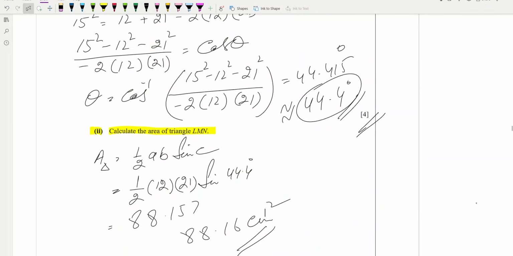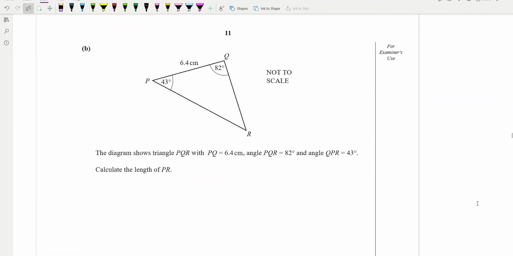So everything is done. Now we can move to the B part, and the B part says that the diagram is not to scale. The diagram shows triangle PQR with PQ equal to 6.4 and angle PQR is 82 and angle QPR is 43. This angle is also provided. Calculate the length of PR. PR length is this one, so this length is required.